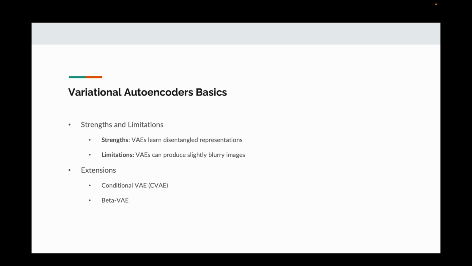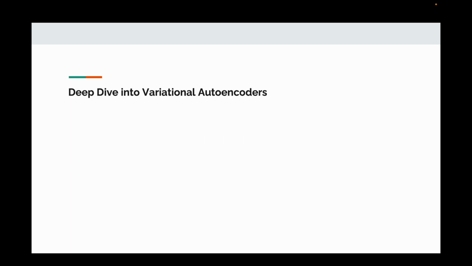Next, let's dive deep into variational autoencoders. So, diving deeper into variational autoencoders, we'll explore how they work at a mathematical level, why they are structured the way they are, and their unique characteristics that make them distinct from other generative models.